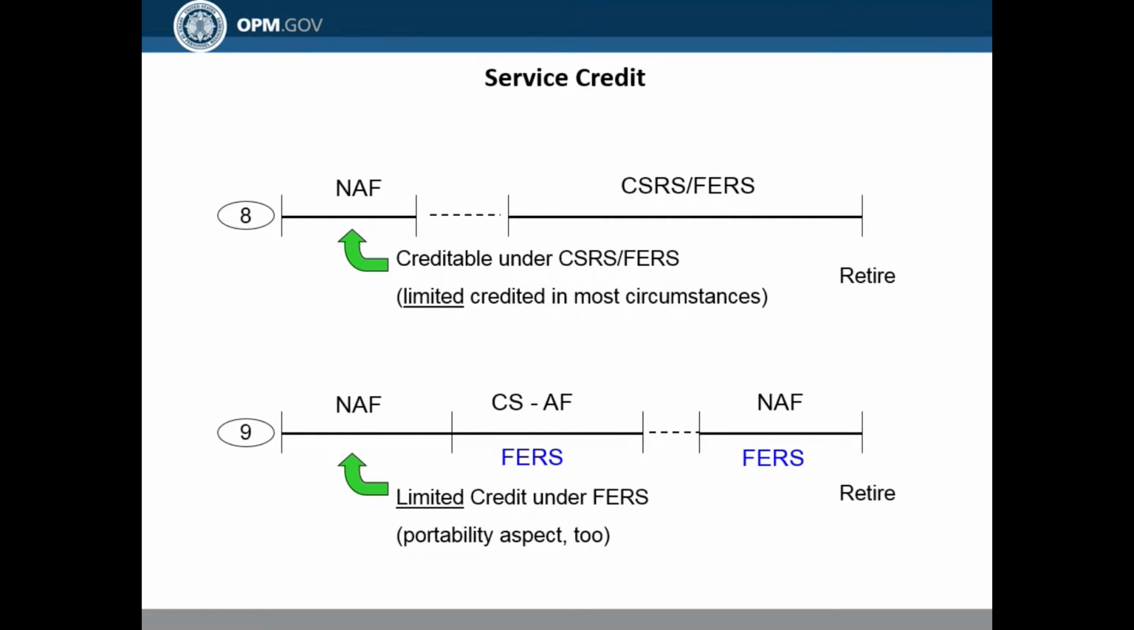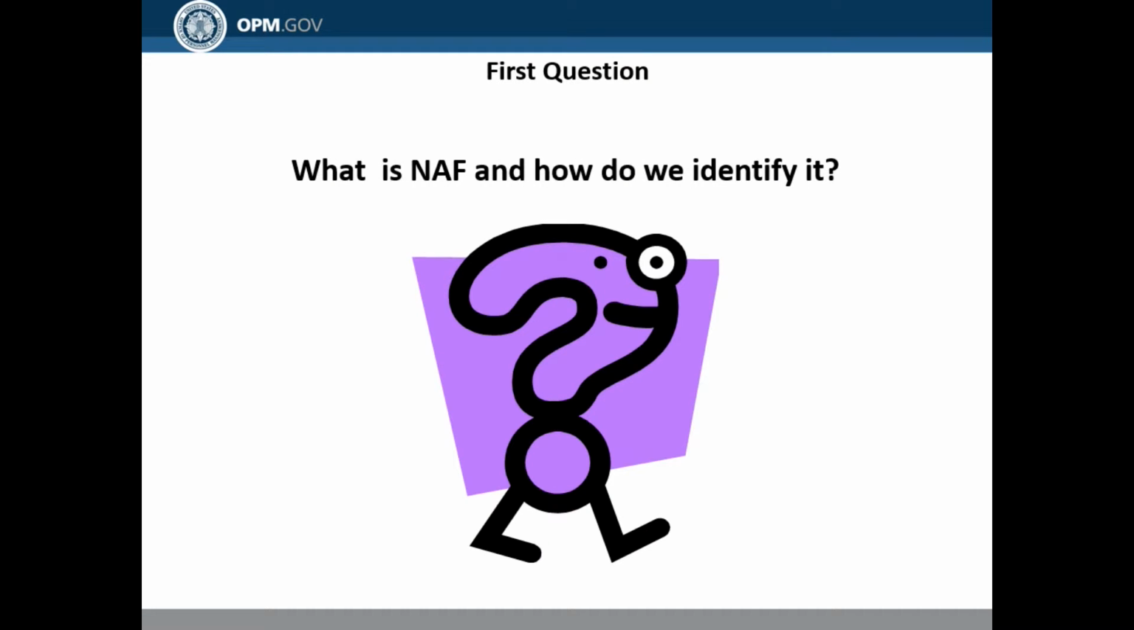Service credit is a little bit different. As I said, if somebody's covered by NAF, then they move to civil service, CSRS or FERS, can they get credit for that period of NAF time? Okay, so that's really what we're dealing with in the service credit issue. So again, before we even can get into discussing either of those things, we need to know what is NAF and how do we identify it?